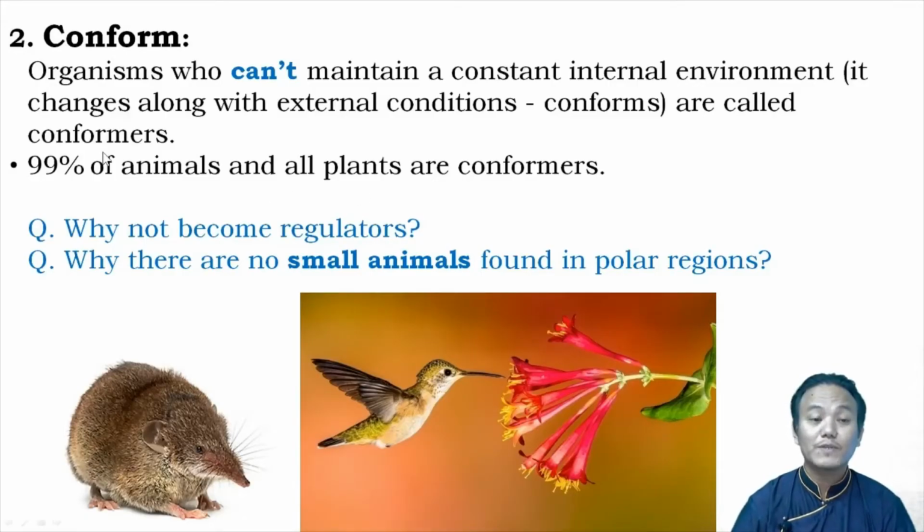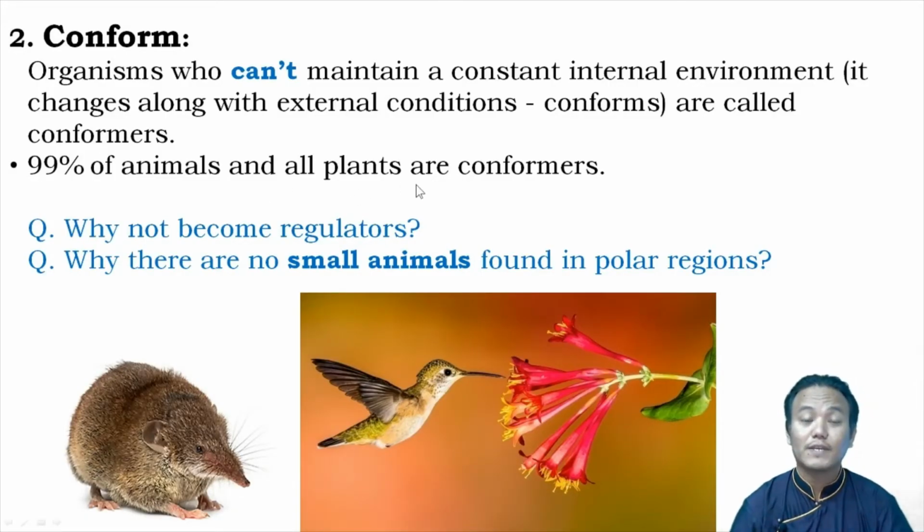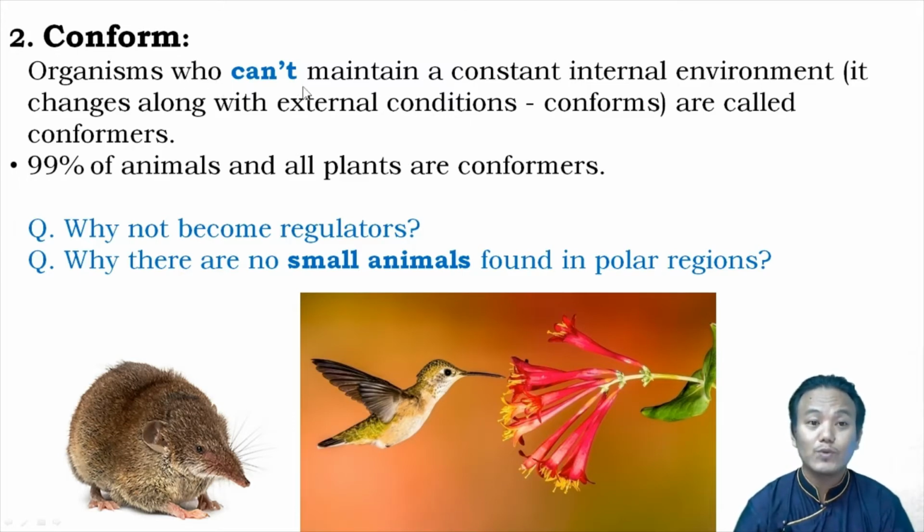Now, 99% of animals and all plants are categorized under the conformers group, which means they are organisms that cannot maintain a constant internal environment. Their internal environment changes along with external conditions, and therefore they are called conformers. Now, there are two questions given in a textbook.